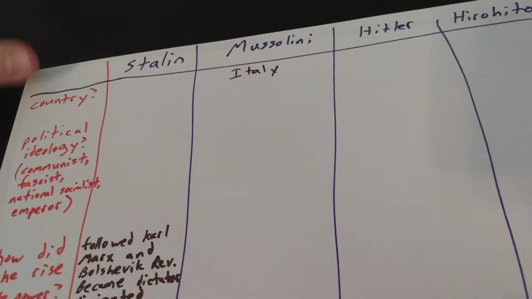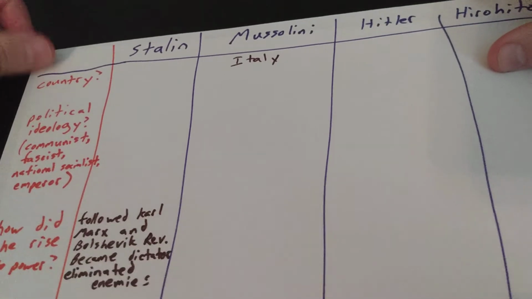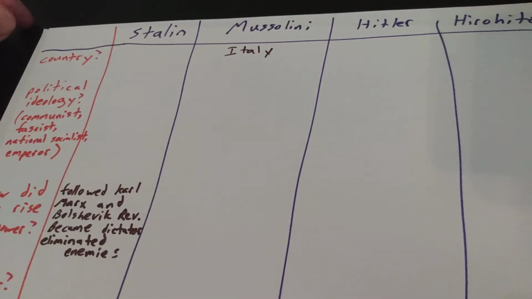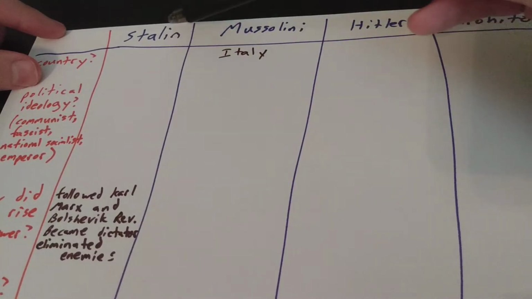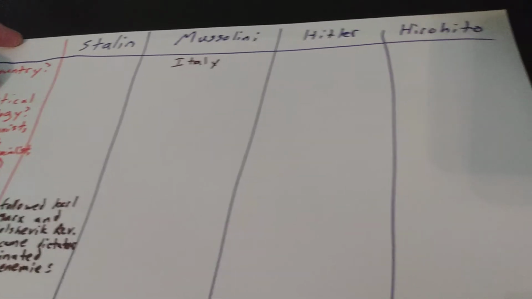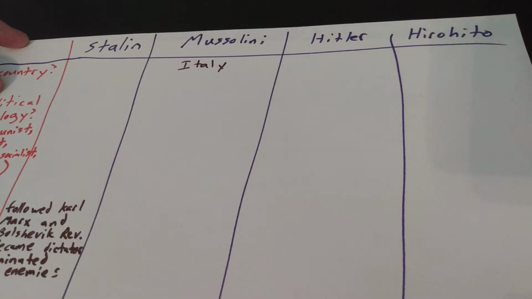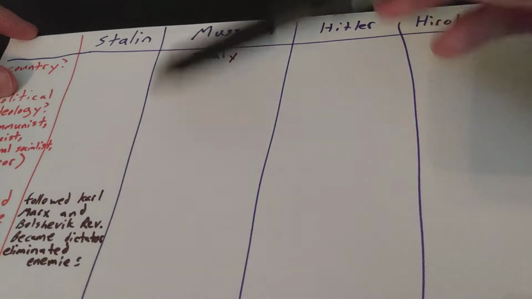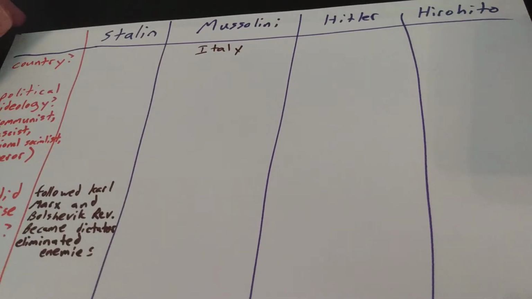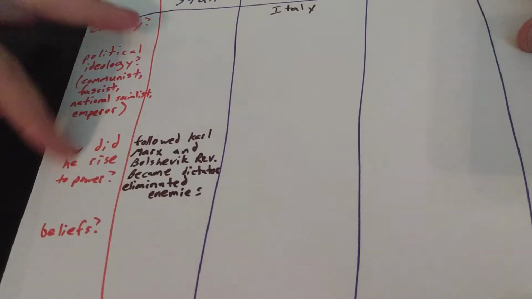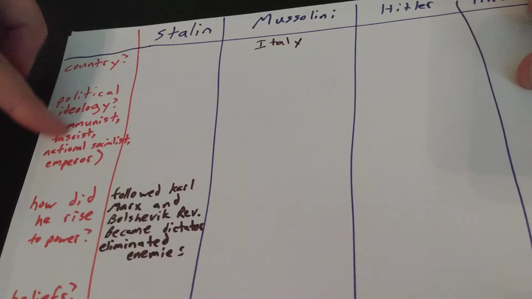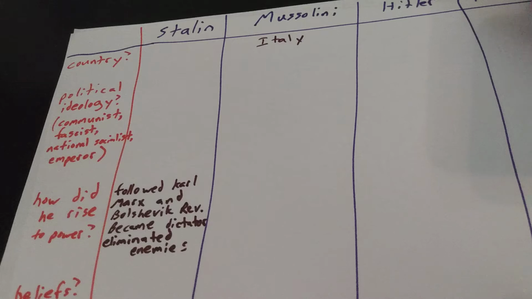All right, so this is what I want you to get started on. So you can take a piece of computer paper or something like that, and you can just create a chart that looks just like this. You're gonna write these four names up at the top: Stalin, Mussolini, Hitler, and Hirohito. And you're just gonna make a chart just like this. And then you're gonna have to leave another column just like this off to the side.